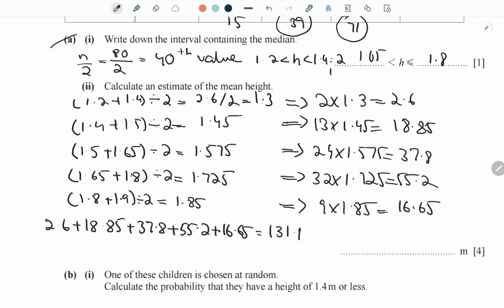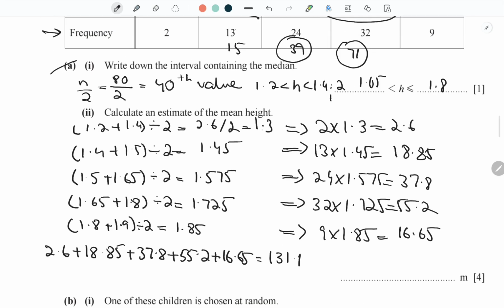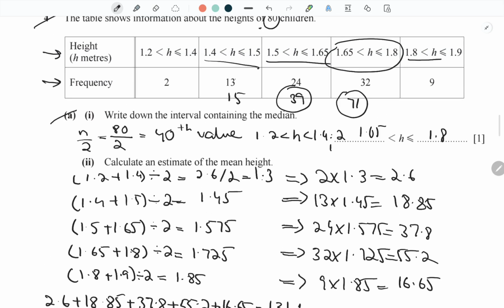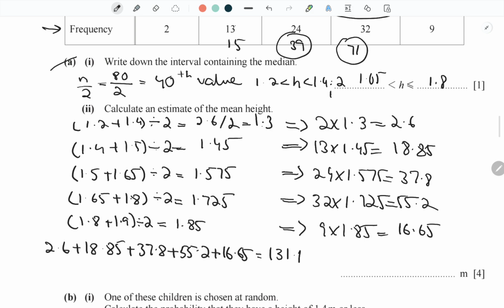At the end we get the value 131.1. And what is the total frequency, the total number of children? 80. So we just divide this number by 80 to get the final answer. When we divide it by 80, we get 1.63 something, that means 1.64. So this is the answer of this question. I hope this one is clear.